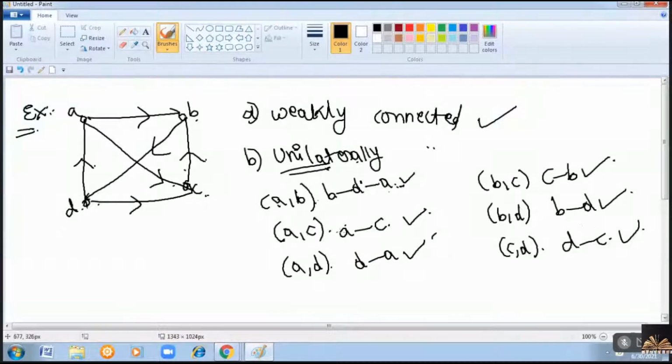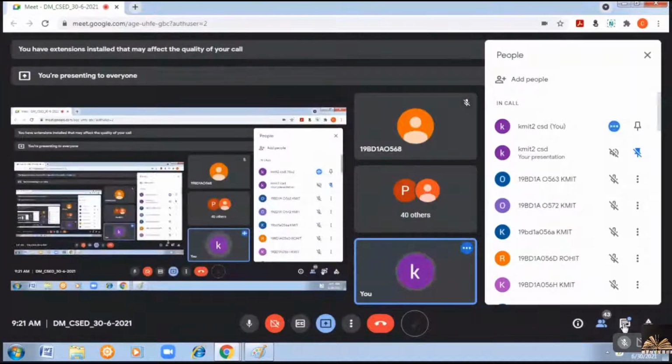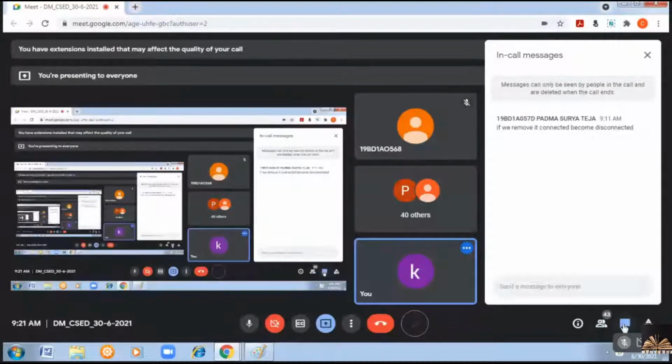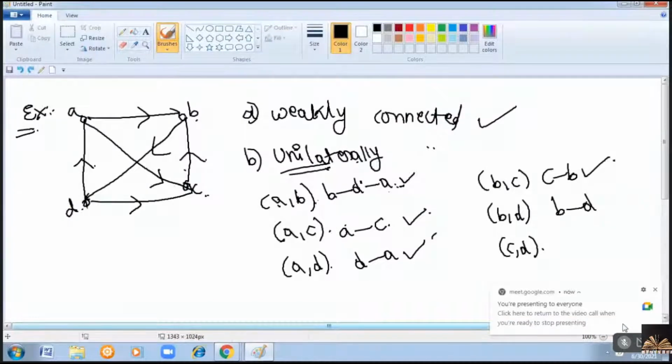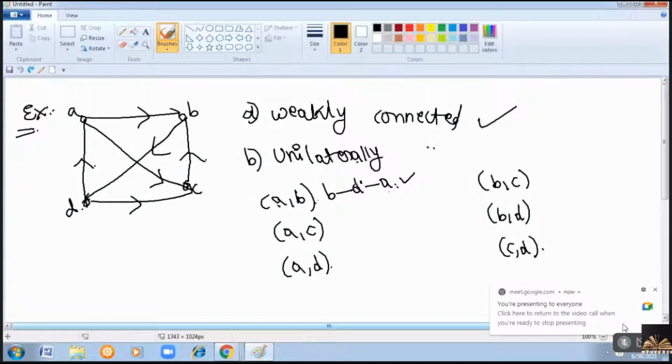So when you consider all these pairs, one of the vertices in the pair is reachable from the other vertex in the same pair. Therefore, you can say that it is a unilaterally connected graph. Clear? Is it clear now? Now let us check whether it is strongly connected. Sorry, unilateral connection is satisfied. Now let us check whether it is strongly connected or not.